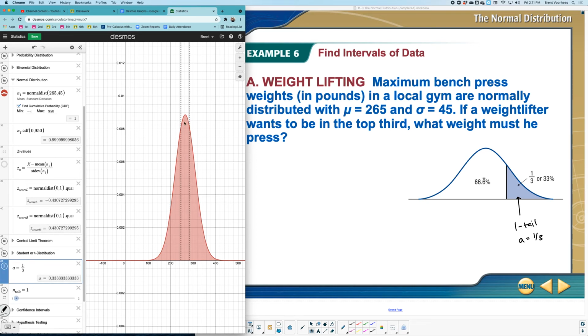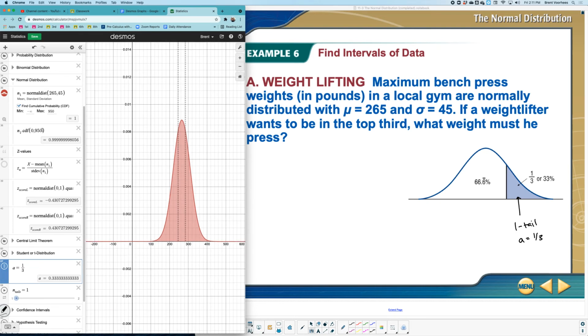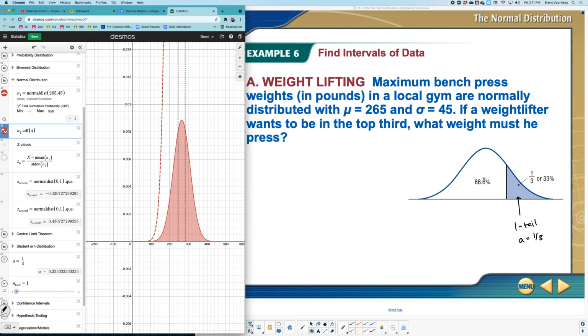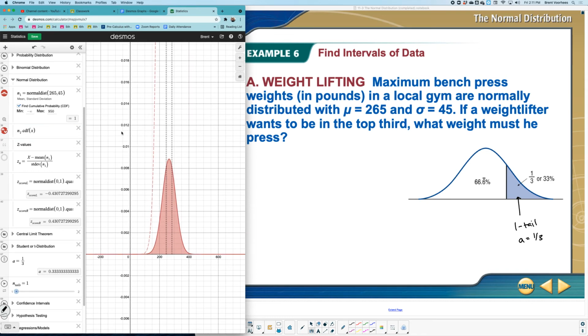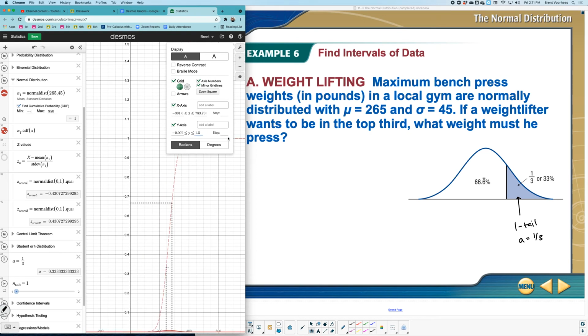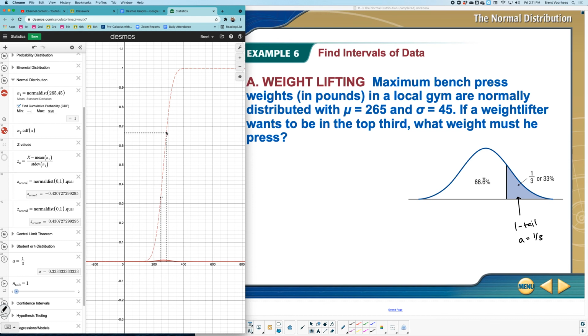So here are the z-score values, and I'm going to put this as an x, so it gives me my graph again, and I need to actually adjust this so I can see as high as 1, because the cumulative function only goes up to 1. So you can see this would be the value right there. That's the value indicating the weight at which we would be, which is 284 pounds.